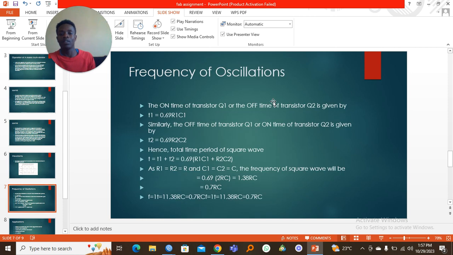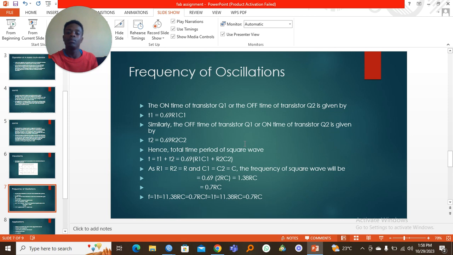The formula to calculate the frequency of oscillation is as shown. The on time of transistor Q1, or the off time of transistor Q2, is given by T1 equals 0.69 multiplied by R1 and C1. Similarly, the off time of transistor Q1, or on time of transistor Q2, is given by T2 equals 0.69 multiplied by R2 and C2.